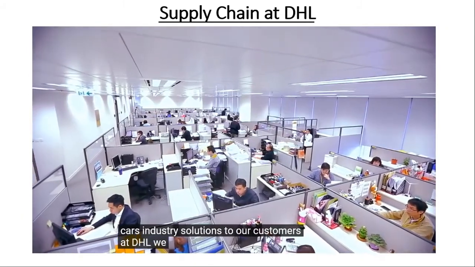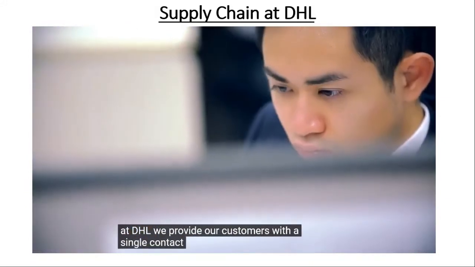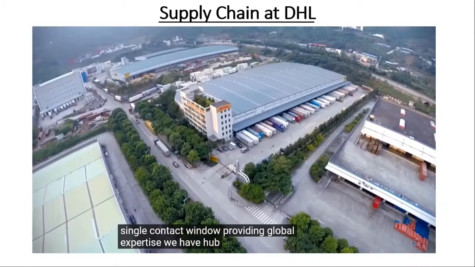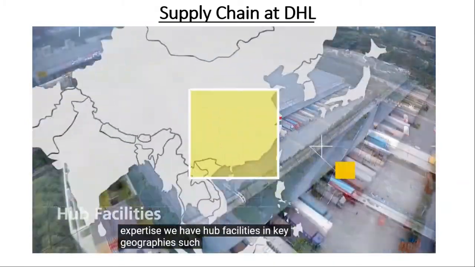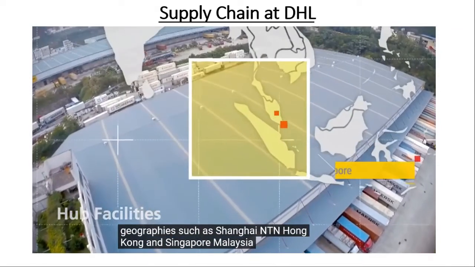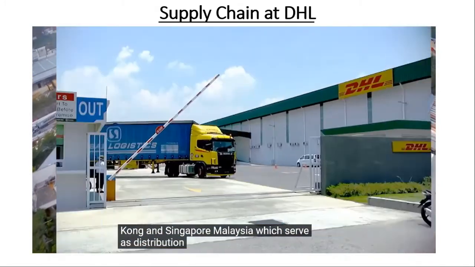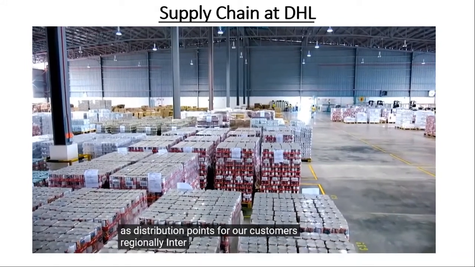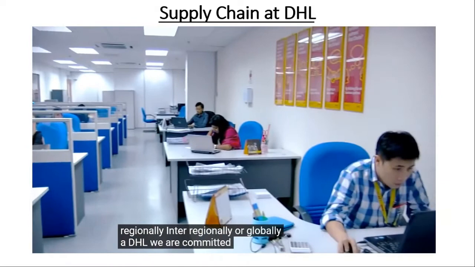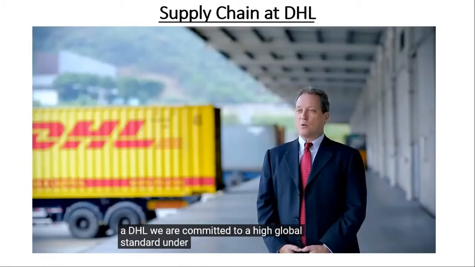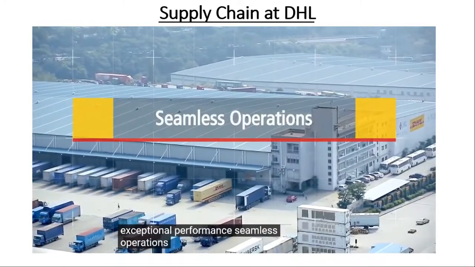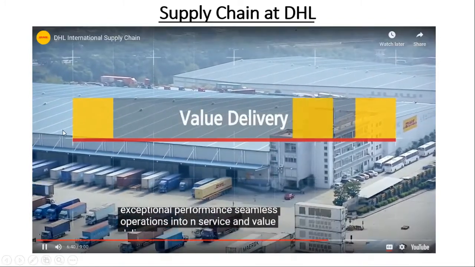At DHL, we provide our customers with a single contact window, providing global expertise. We have hub facilities in key geographies such as Shanghai, Yantian, Hong Kong, Singapore, and Malaysia, which serve as distribution points for our customers regionally, interregionally, or globally. At DHL, we are committed to a high global standard under one worldwide banner. Exceptional performance, seamless operations, end-to-end service, and value delivery.